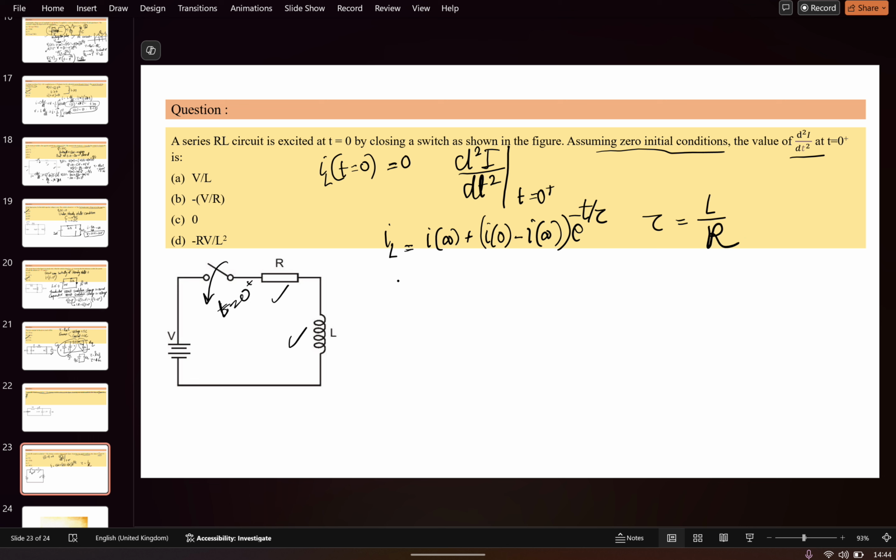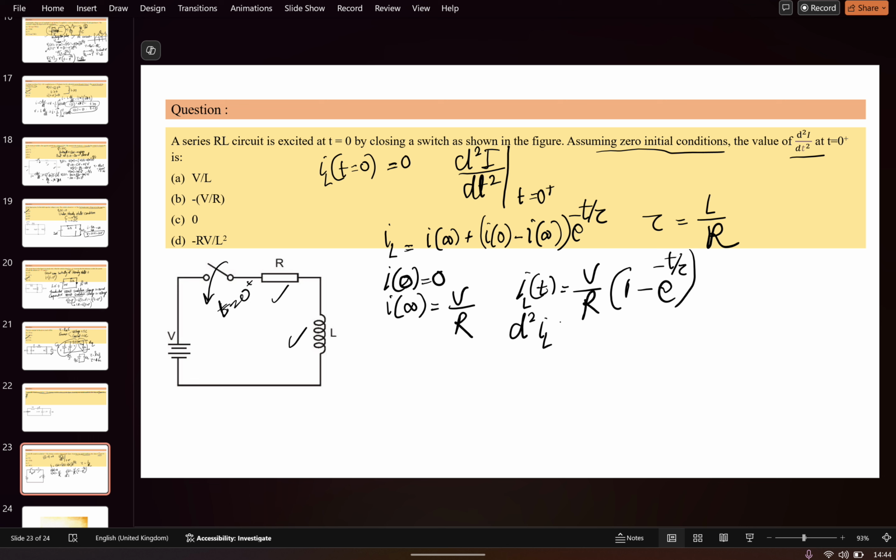Okay. So what is the value of I infinity? I 0 is given as 0. What is the value of I infinity? If you find out I infinity, it means that the inductor will be short circuit. ILT will become V by R into (1 minus e to the power minus t by tau). Let's find out the d IL by dt. It will come out to be V by R into 1 upon tau e to the power minus t by tau, which is equal to V by R tau e to the power minus t by tau.